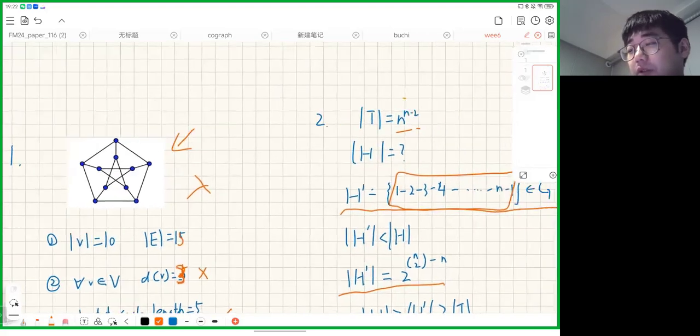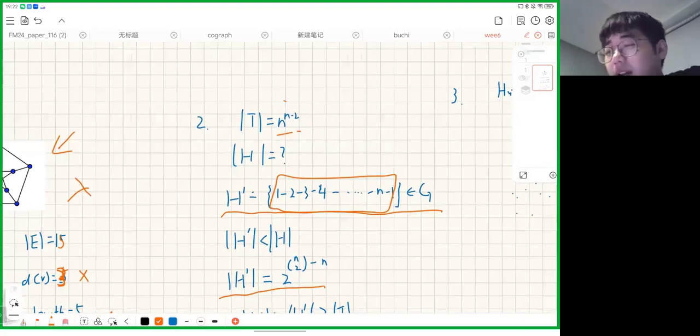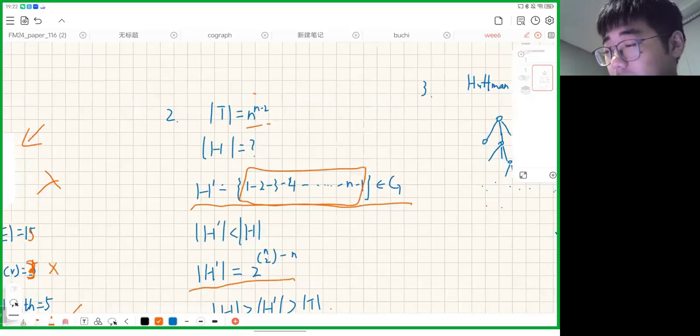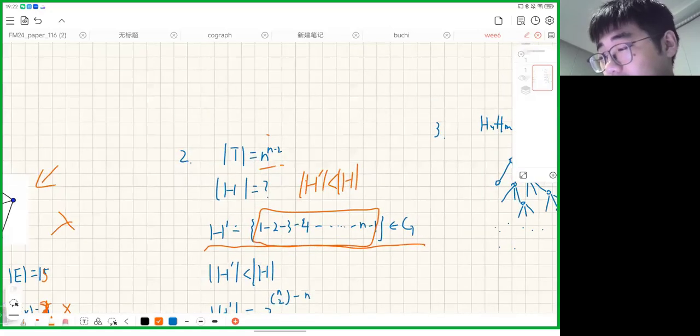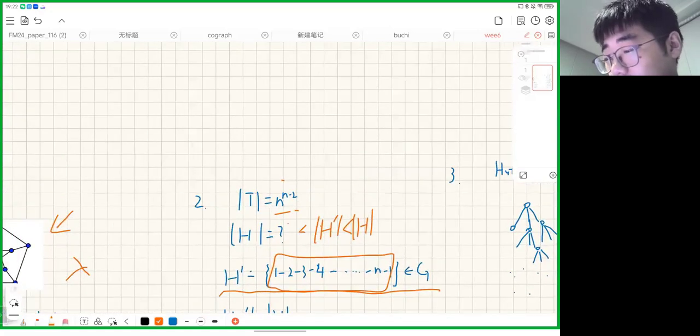Now let's go to question 2. We know that there are n to the power of n minus 2 trees there, but how many Hamiltonian graphs are there? It's hard to get that, but if we can find some lower bound, like some h prime, and if we can prove that h prime is smaller than h but larger than t, then it's also okay.